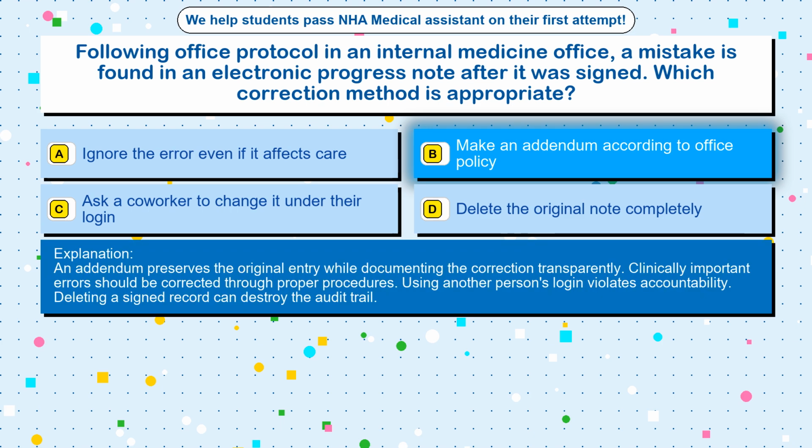An addendum preserves the original entry while documenting the correction transparently. Clinically important errors should be corrected through proper procedures. Using another person's login violates accountability. Deleting a signed record can destroy the audit trail.